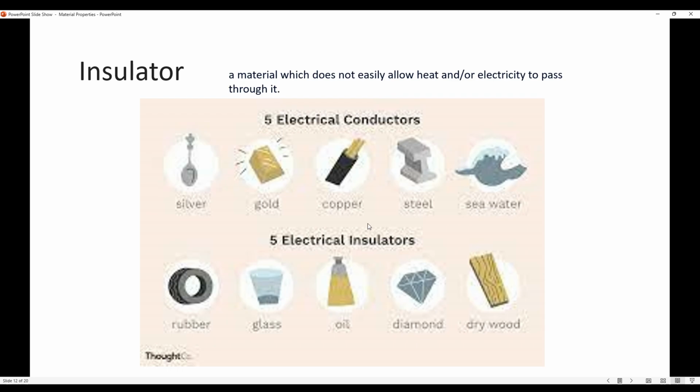Let's look at some types of materials that are conductors and some that are insulators. Here we have conducting materials like silver, gold, copper, steel, and seawater. They conduct electricity, they conduct heat. Some other materials are insulators. That means they do not conduct heat or electricity, like rubber, glass, oil, diamond, and dry wood. So an insulator material is a type of material which does not easily allow heat or electricity to pass through it.